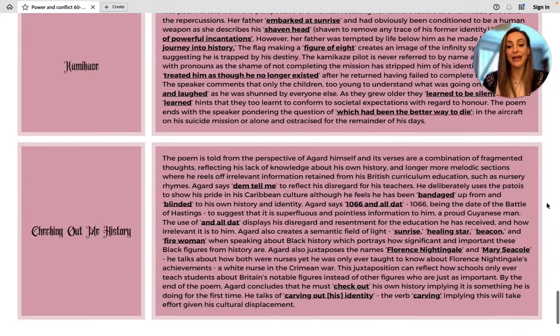And then finally, we have Checking Out Me History. The poem is told from the perspective of Agard himself, and its verses are a combination of fragmented thoughts reflecting his lack of knowledge about his own history and longer, more melodic sections where he reels off irrelevant information retained from his British curriculum education, such as nursery rhymes. Agard says, "Dem tell me," to reflect his disregard for his teachers.